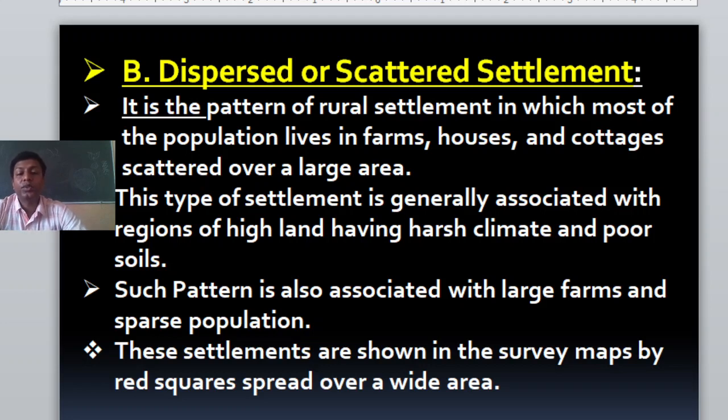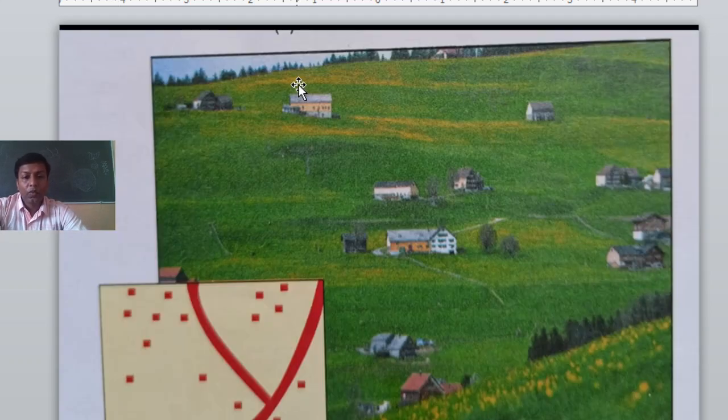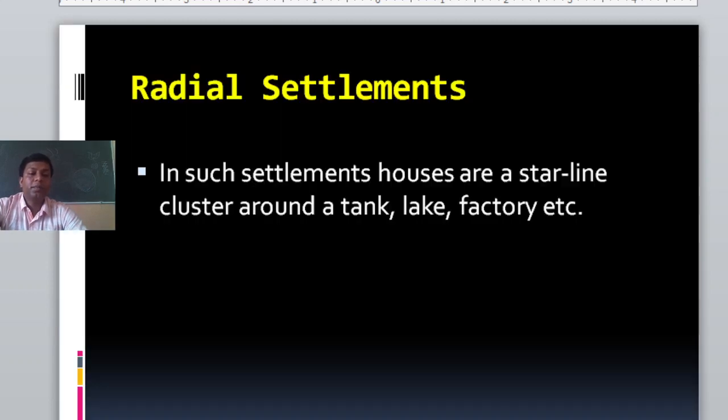These settlements are shown in the survey map as red squares spread over a wide area. Have a look. One house is here, another is here, another here, distant from each other, and the pattern looks like that on a topographical sheet. It is denoted as a small red square.